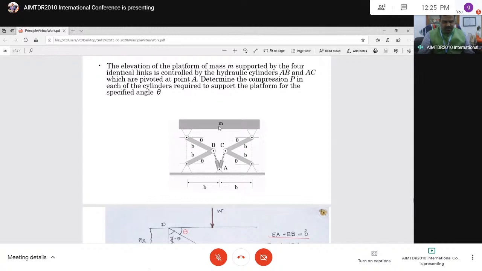This is the total weight. Okay, when it is going upwards, these will expand. This component is having rotation and this component is having a translation. So like this we can consider a number of types of problems.